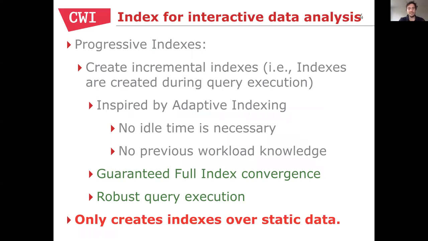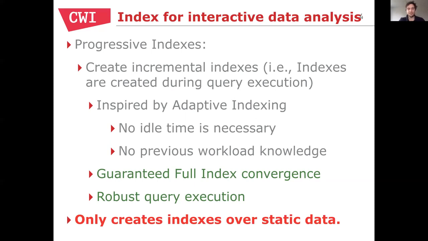One way of performing data skipping is by using indexes, and progressive indexes are the state-of-the-art indexes for interactive data analysis. The technique creates incremental indexes. In other words, indexes are created during query execution and are heavily inspired by adaptive indexing. Like adaptive indexing, no idle time is necessary to create indexes, and they can be created without prior workload knowledge, since they are created while data is being accessed and use this access as a hint of what to index.